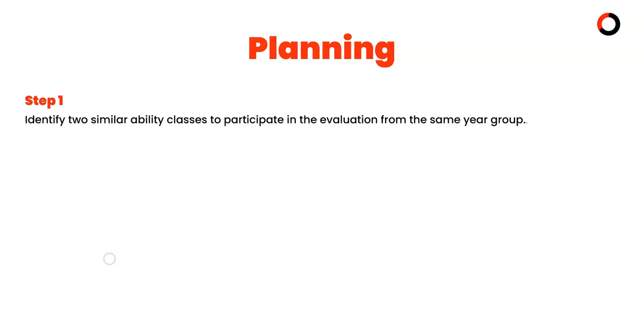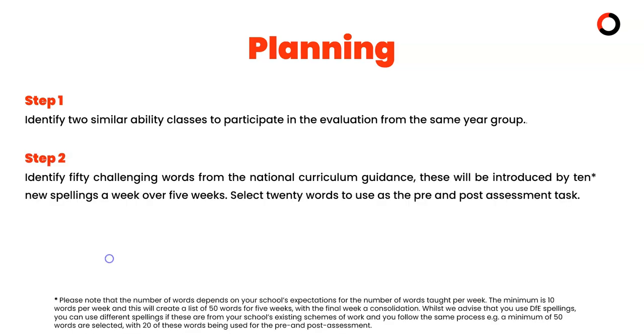Planning. Step 1 is identify 2 similar ability classes to participate in the evaluation from the same year group, in this case Year 5. Step 2. Identify 50 challenging words from the National Curriculum Guidance. These will be introduced by a minimum of 10 new spellings a week over 5 weeks. And then from these, you'll select 20 words to use as a pre- and post-assessment task.